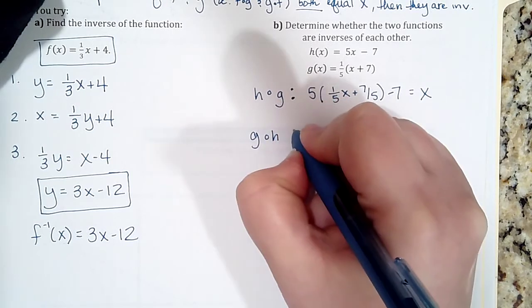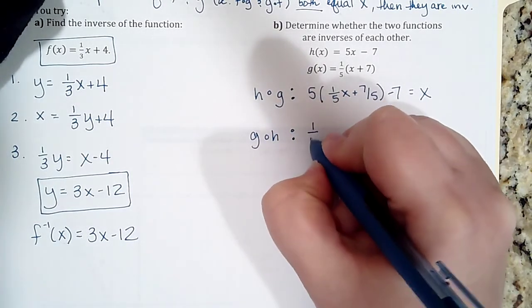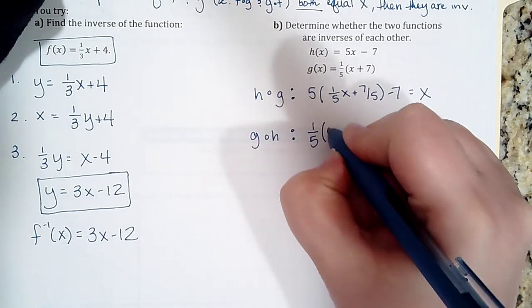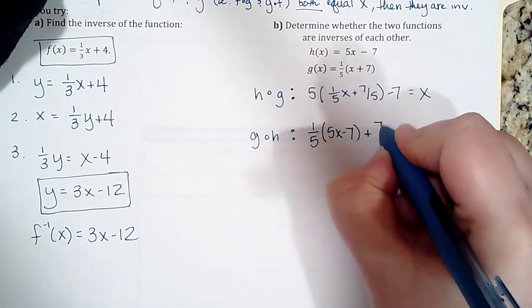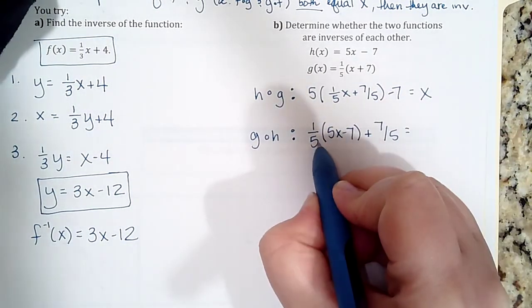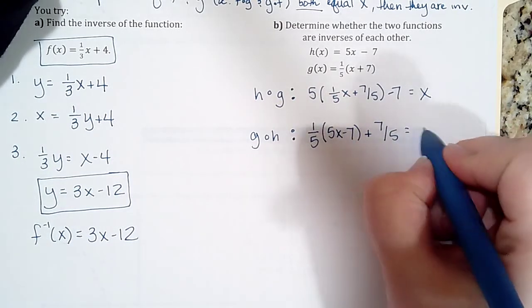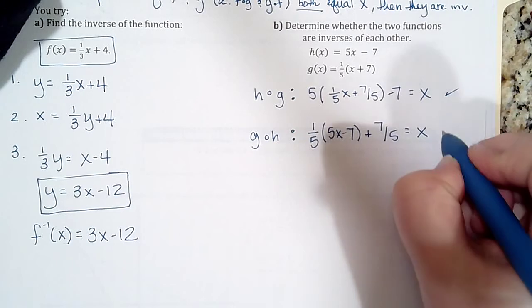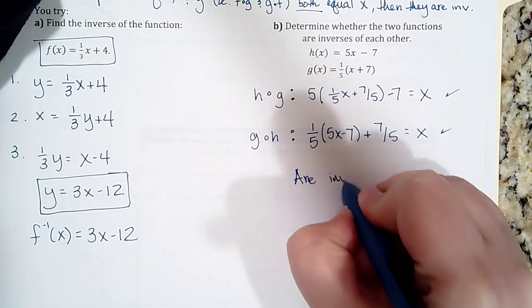And g of h, which would then be 1/5 outside of 5x minus 7 plus 7/5. Simplify, this becomes x, that becomes negative 7/5 plus 7/5 is 0, and it becomes x. Both of these work, so they are inverses.